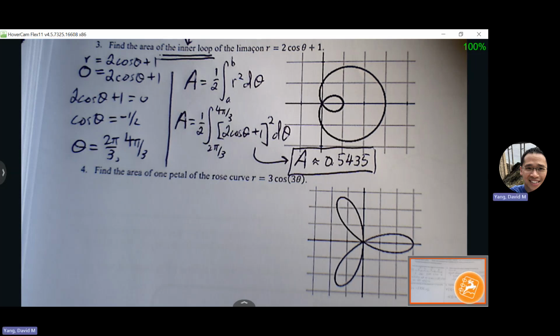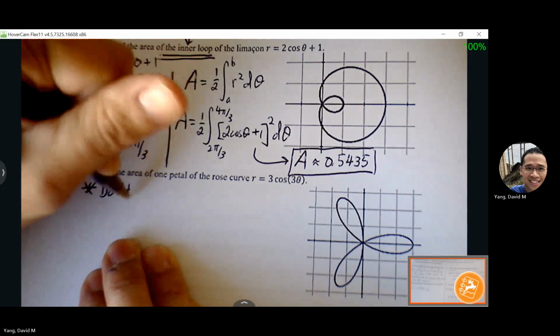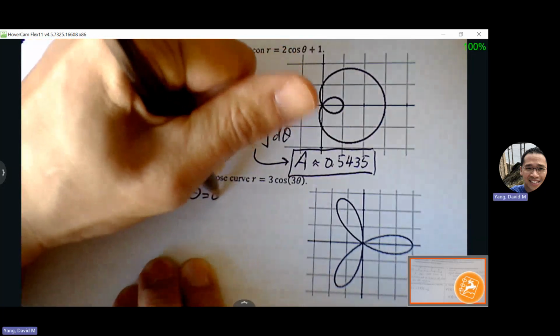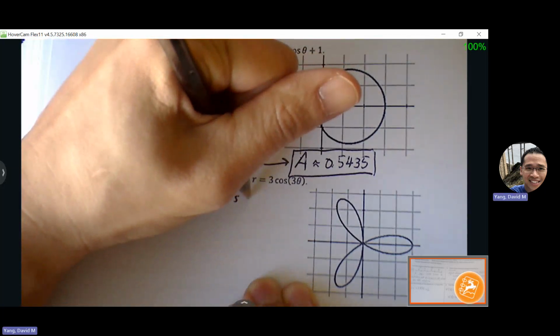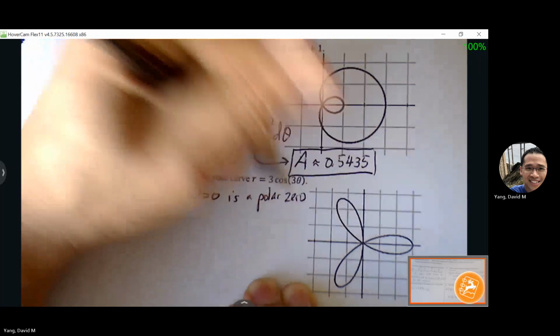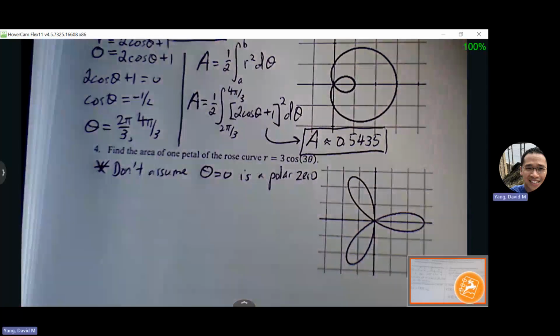Number 4, same idea, find the area of one petal. So we just have to figure out where the two polar zeros are and make sure we're going from polar 0 to polar 0. Okay, so gotta be careful here. We don't want to assume that theta equals 0 is a polar 0. Sometimes it is, but if it's not, then we want to start in a place where we go from polar 0 to polar 0.